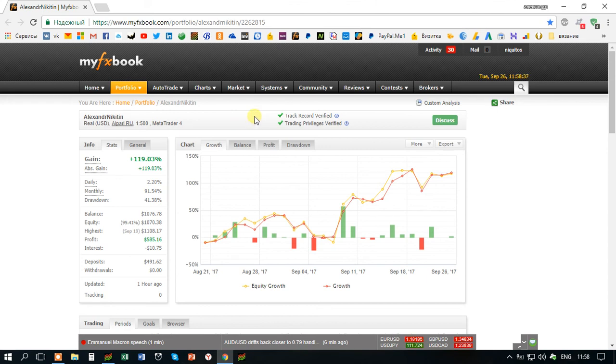What I like about MyFxBook, I'm not going to give any signal services, I'm not going to give any track to that. I like that it counts my pips.